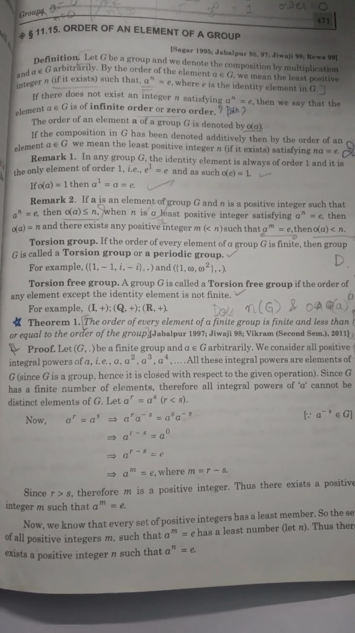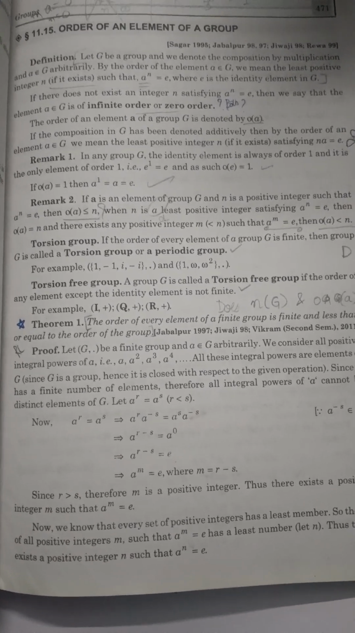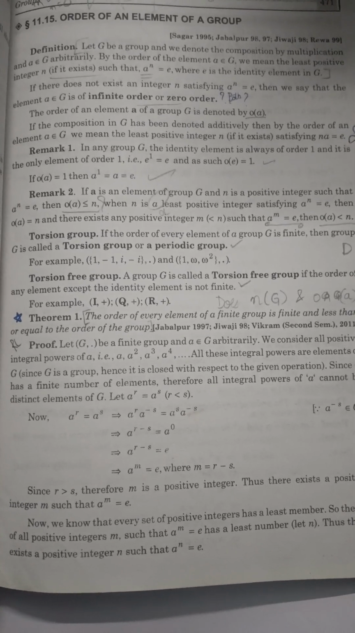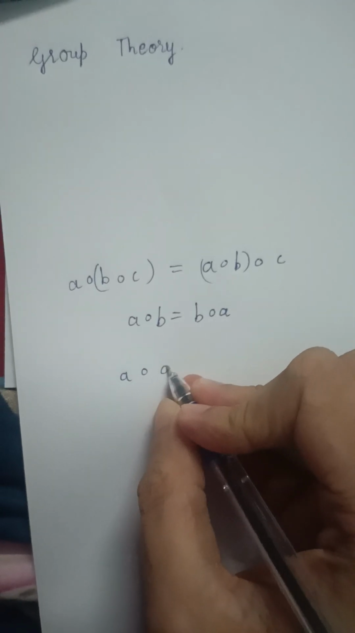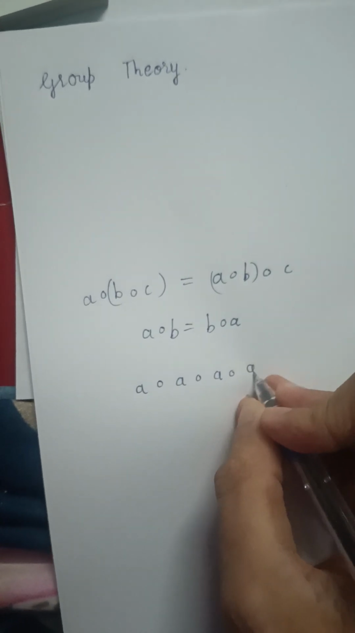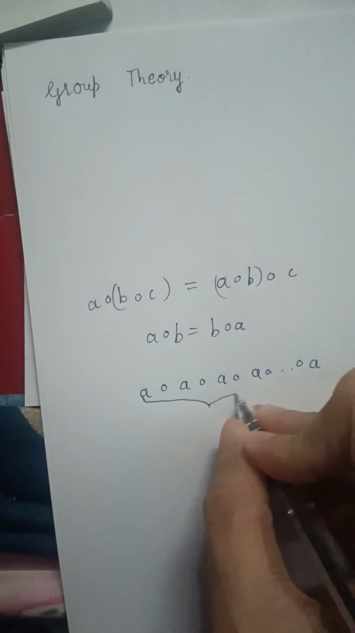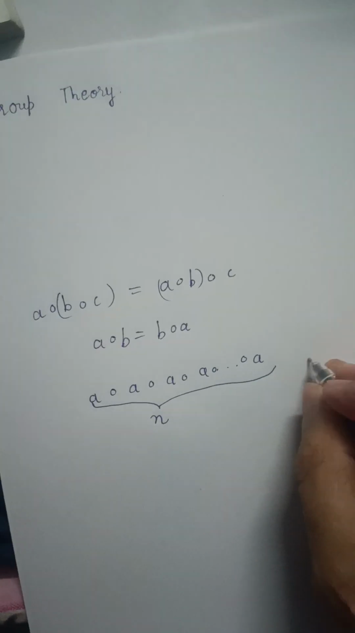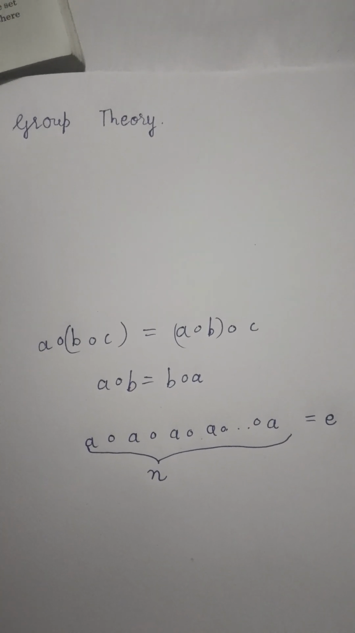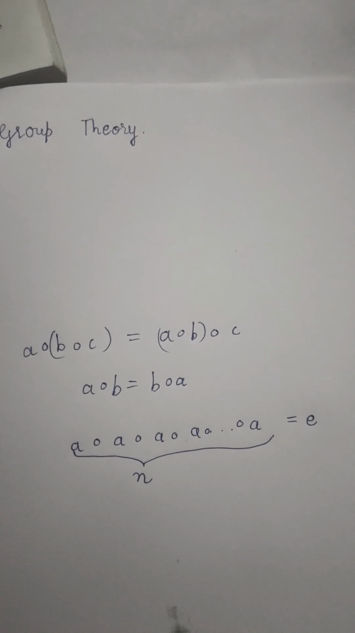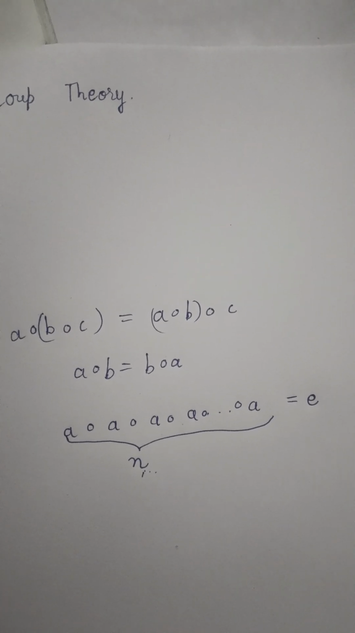Let us take the element A in any group, say G, and the operation is O. Then A to the n is equal to E, or we can say A O A O A O A dot dot dot O A. This is done n times in such a way that we get the identity element E of that group. Then this number n is called the order of the element of that group.